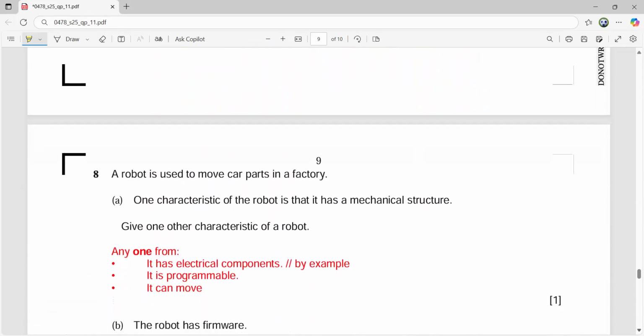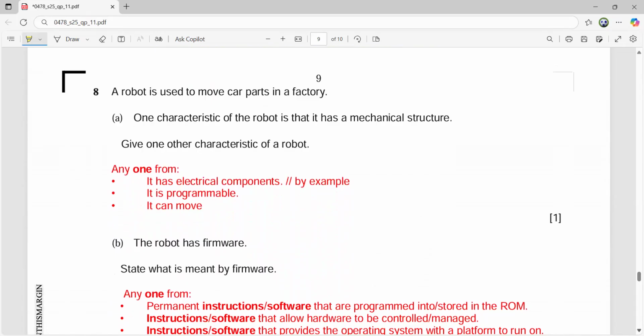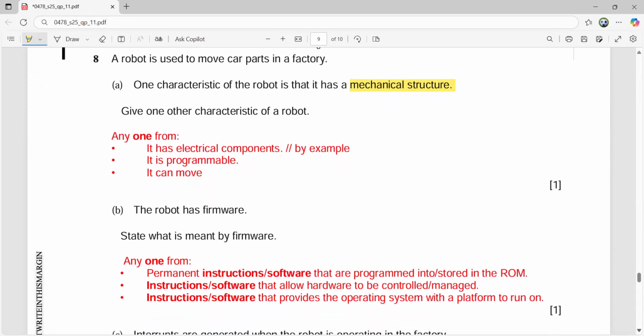Question number 8. A robot is used to move parts in a factory. One characteristic of the robot is that it has a mechanical structure. Give 1 other characteristic of a robot. Now, mechanical structure is already mentioned, so I have to be careful to talk about any other one except for this term. So you can go for electrical components. You can go for programmable. You can say it can move. It has some degree of movement, and marks are going to be yours.